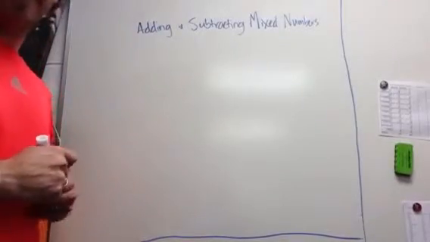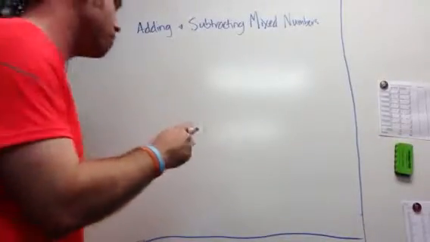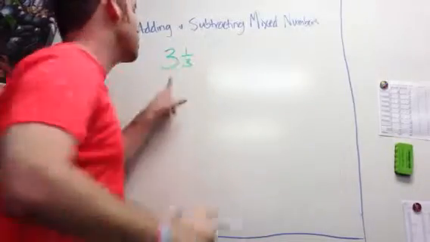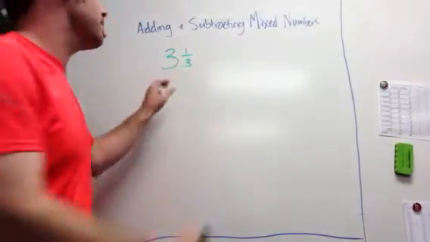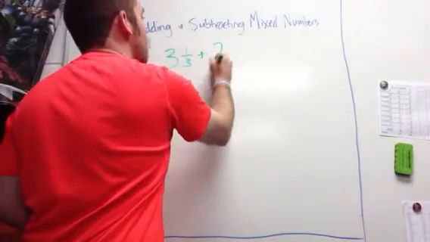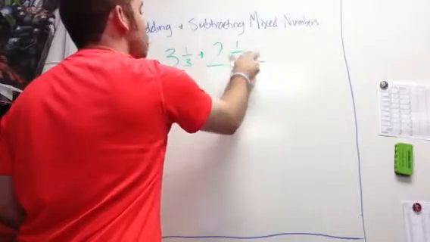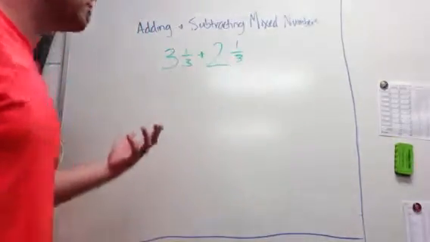Okay, today we are going to talk about adding and subtracting mixed numbers. So you remember that a mixed number is a whole number and a proper fraction. When you put those two together, that makes a mixed number. Sometimes when adding, you may have to add two mixed numbers together to get a new one.